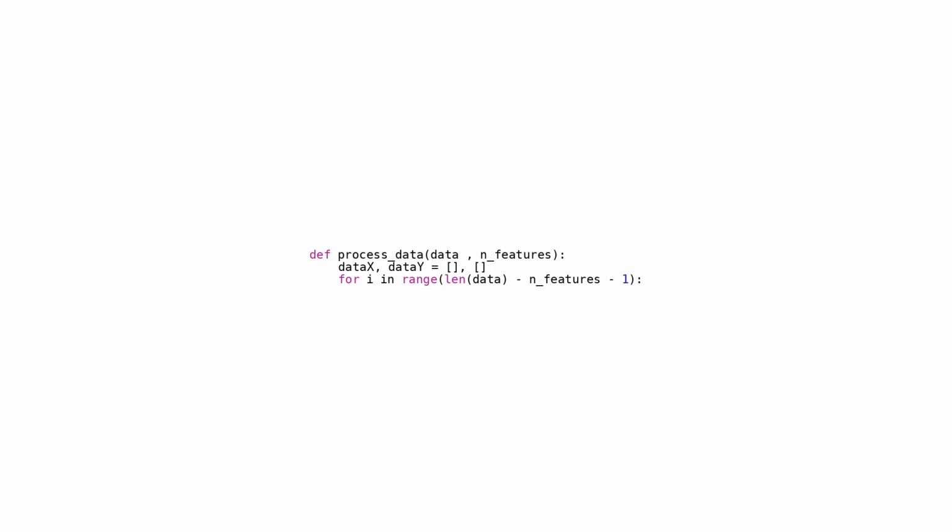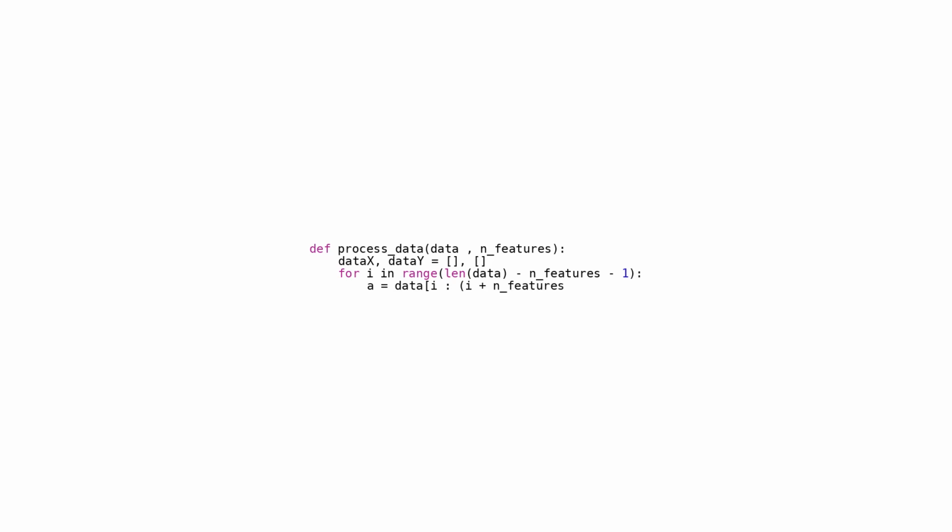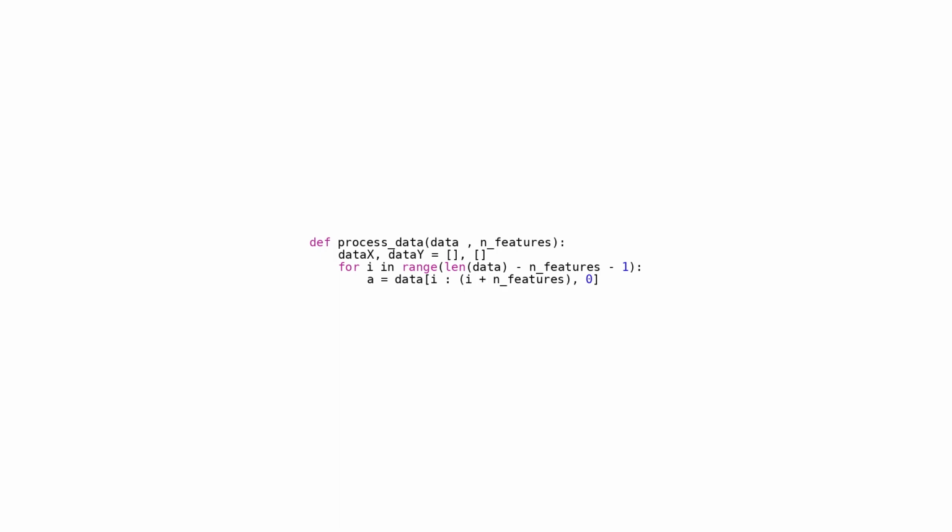The function traverses through the data array, capturing a sequence of n_features elements as input, dataX, and the subsequent element as output, dataY. This process is repeated for all feasible sequences within the data.